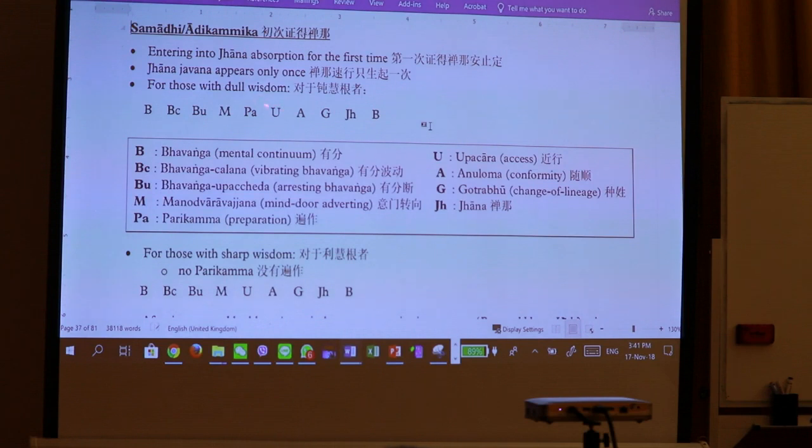Okay, we already studied this before, no need to count here. Now, in this place the first jhana is with happiness, no? First jhana with happiness, second jhana with happiness, third jhana with happiness, fourth jhana with happiness. Because of that, before the jhana, the parikama moment, upachara moment, anuloma, gotrabu moment, all are also happiness. It cannot be upekkha, equanimity. It must be happiness.